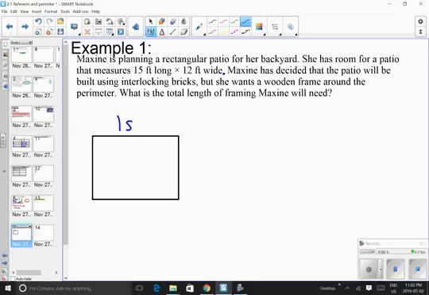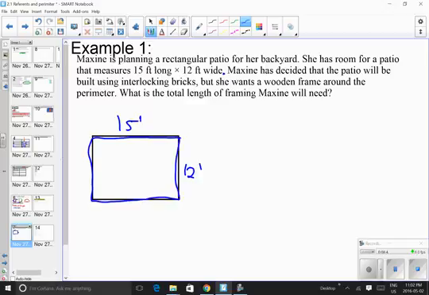So 15 feet long and 12 feet wide. Maxine has decided that the patio will be built using interlocking bricks, but she wants a wooden frame around the perimeter. What is the total length of framing Maxine will need? So we are looking for how much wood will she need if she's building a frame along the outside.